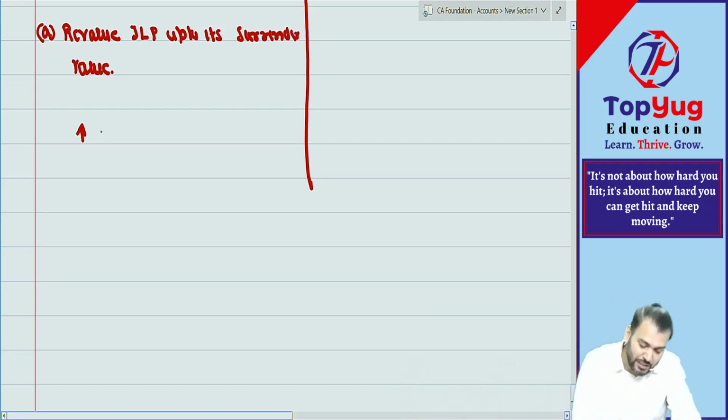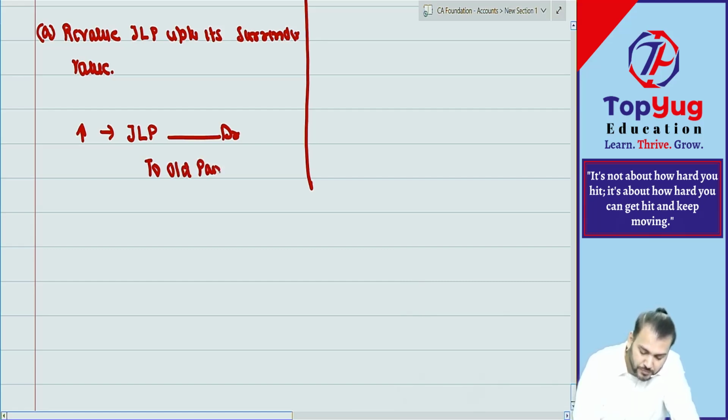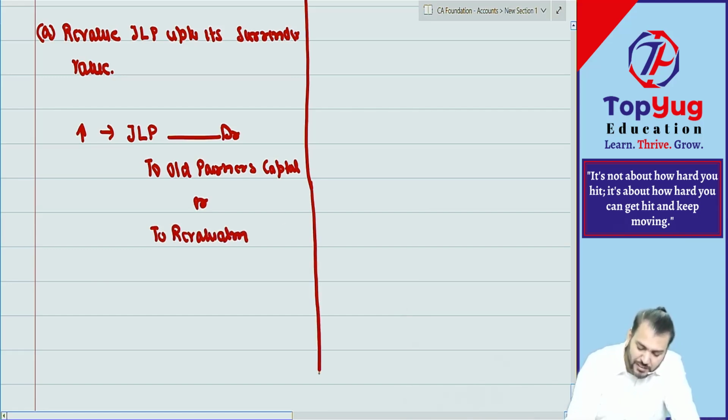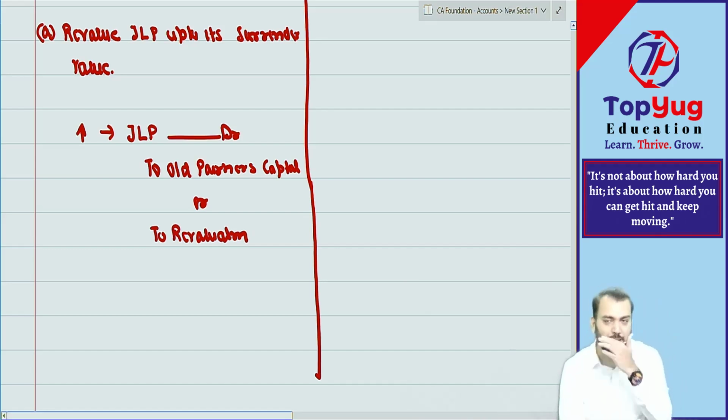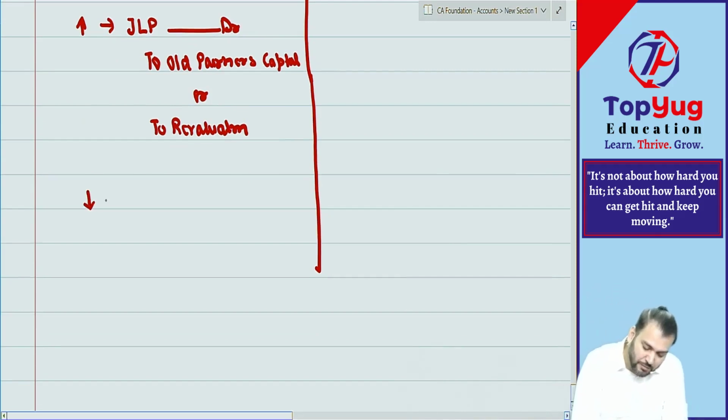So increase, then what journal entry? GLP account debit to old partners capital account, or we can say to revaluation account. We can do through revaluation account also. Sometimes ICAI is saying revaluation, sometimes they are saying old partners. Both are correct. Understood?